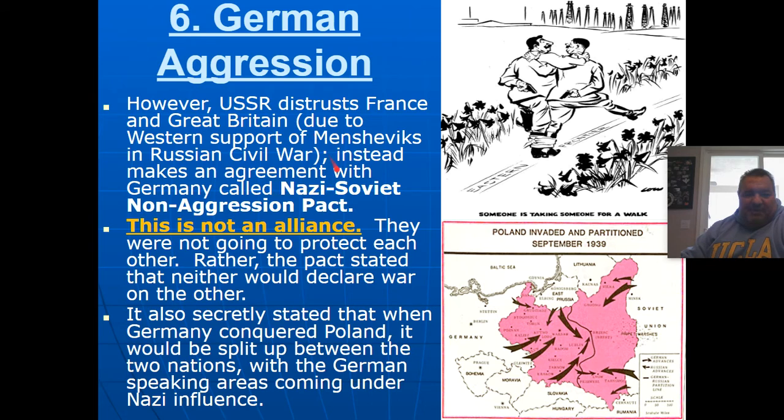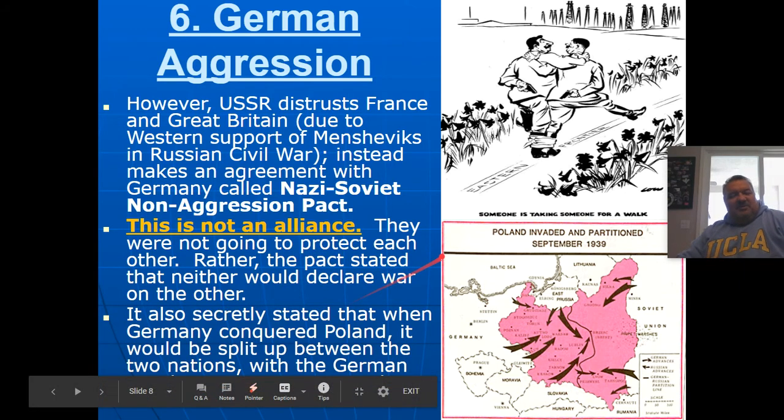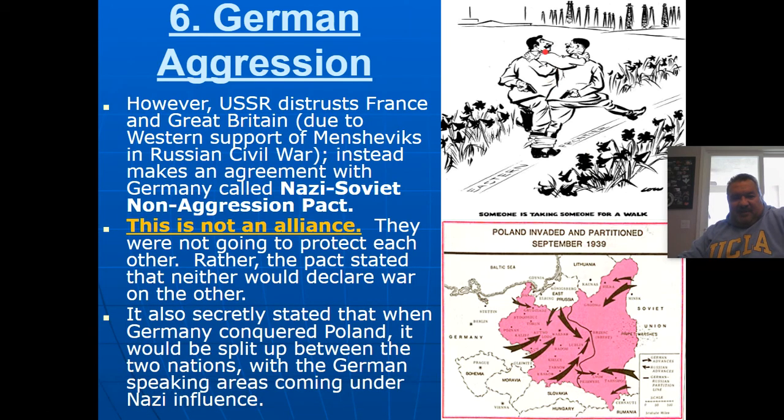This is not a formal peace treaty or alliance. It's just an agreement not to attack each other. The pact stated that neither would declare war on the other. It also secretly stated that the Germans would get the western part of Poland and the Russians the eastern part. They take it in September 1939. This image shows you that Stalin did not trust Hitler, and Hitler did not trust Stalin.